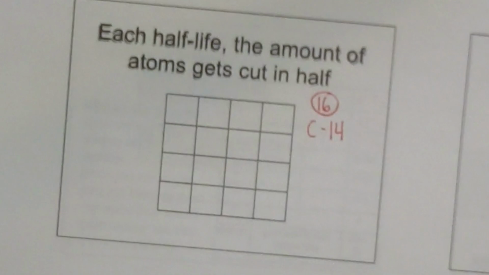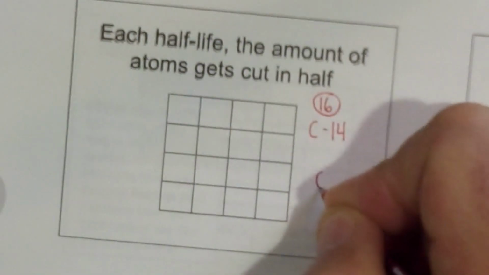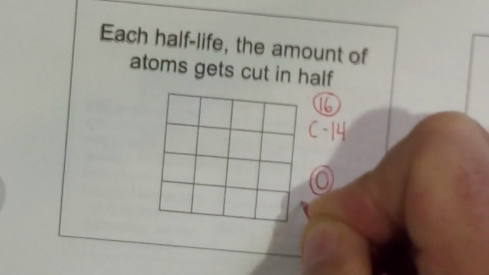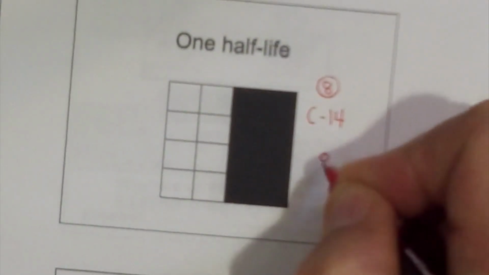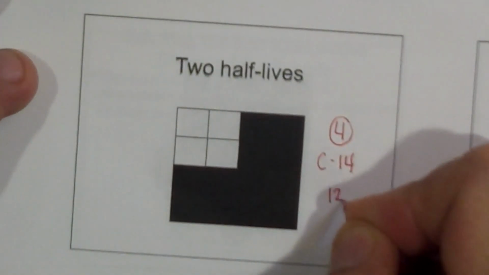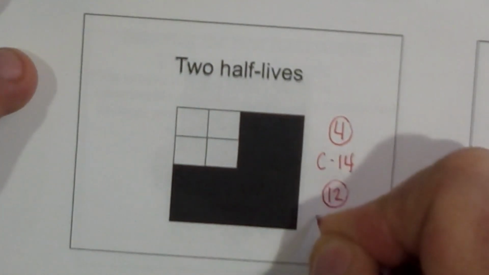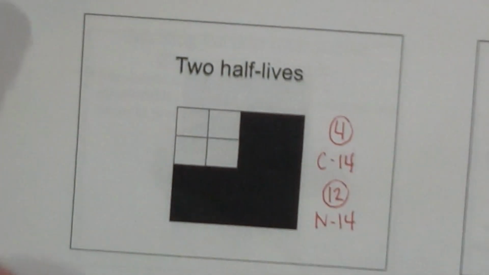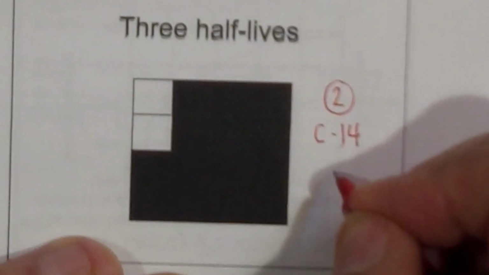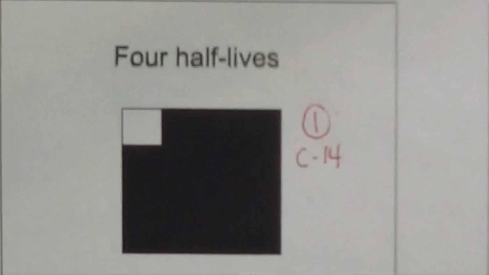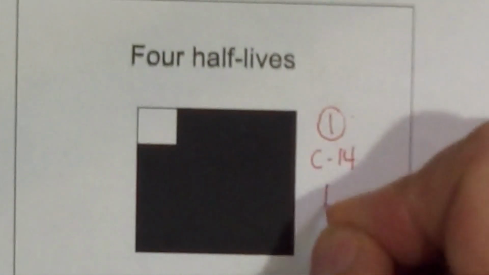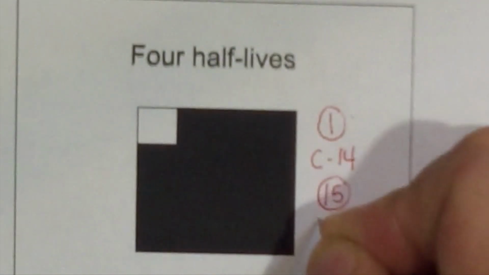Here's what happens to the decay product. We start off with 0 atoms of nitrogen-14. After 1 half-life, we have 8 atoms of nitrogen-14. After 2 half-lives, we have 12 atoms of nitrogen-14. After 3 half-lives, we have 14 atoms of nitrogen-14. After 4 half-lives, we have 15 atoms of nitrogen-14.